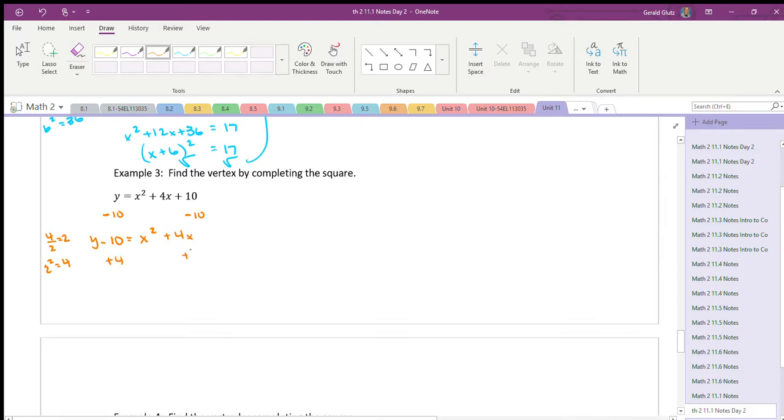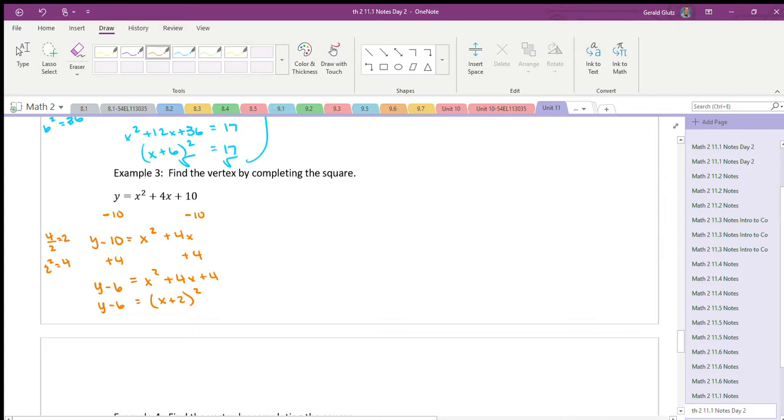So far it's pretty much the same thing, just we have a y here instead of 0, so it's a little bit different, but we're doing the same things. Negative 10 plus 4 is negative 6, so y minus 6 equals x squared plus 4x plus 4. Now on the right side this time I have a perfect square. Half of 4 is 2, and the square root of 4 is also 2, so I'm going to have x plus 2 squared.